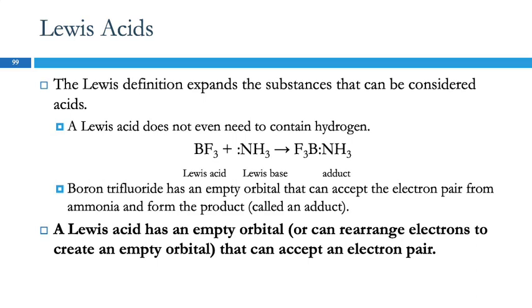So Lewis acids don't have to have hydrogen in them. Here, BF3 is acting as the Lewis acid, and ammonia is acting as the Lewis base. We would not expect BF3 to be an acid because it doesn't have any hydrogens, right? It doesn't work for the other definitions. But the nitrogen has this lone pair, and BF3 has an empty orbital. It's one of those exceptions to the octet rule.